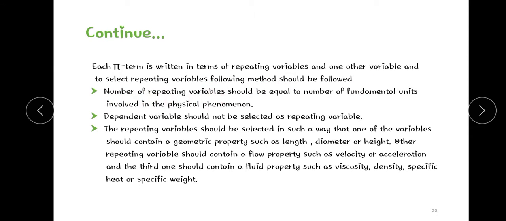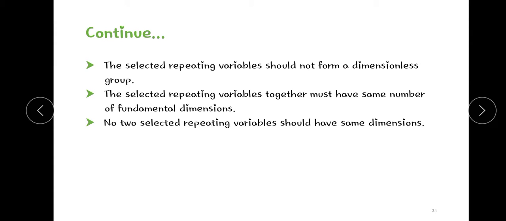First, the number of repeating variables should be equal to the number of fundamental units involved in the physical phenomenon. Thereafter, the dependent variable should not be selected as a repeating variable. The repeating variables should be selected such that one contains a geometric property such as length, diameter or height, another contains a flow property such as velocity or acceleration, and the third contains a fluid property such as viscosity, density, specific heat or specific weight. Thereafter, the selected repeating variables should not form a dimensionless group.